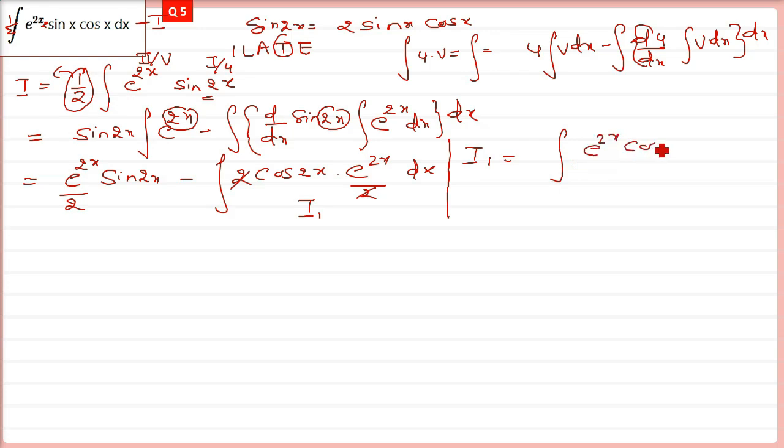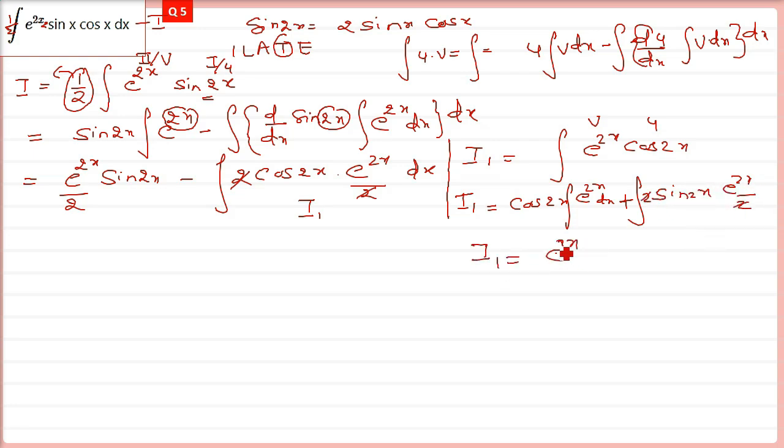So I1 is e raised to x cos 2x. Same thing we are going to apply. u will be cos 2x, v will be e raised to x. This I1 will be cos 2x times integration of e raised to x dx, minus integration of, dx is always there, even if I leave it out, you can assume that dx will always be there, and the differentiation of cos 2x is minus sin 2x. So the negative I have made positive, and it will be 2 sin 2x, and e raised to x will be e raised to x by 2. This 2 gets cancelled again. So I1 is e raised to x by 2 cos 2x plus integration of.